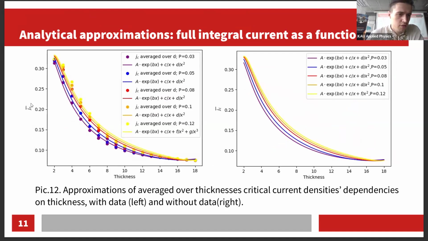For example, the dependence of the average over thickness critical current density can be analytically approximated by this sort of function, where we have an exponent with a term of x in the power of -1 plus some term with x in the power of -2. Here x is, of course, thickness, and the coefficients are all different, and the picture on the right shows the same plot but without the data.